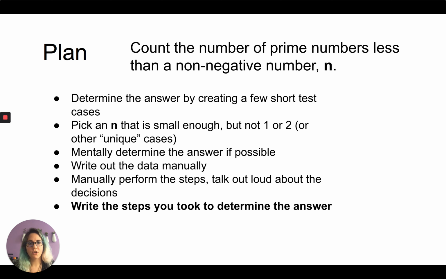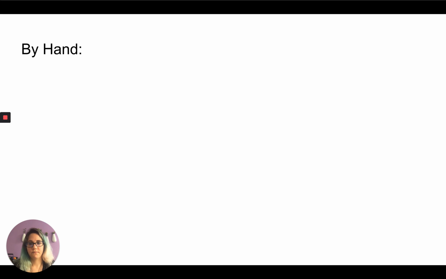Describe what it is that you as a human being are doing, and that'll make it much easier for you to begin to make a plan about how to tell the machine what to do. And then you want to check it over again. Make sure your plan will work for a larger n or a different case. So let's do that together by hand.